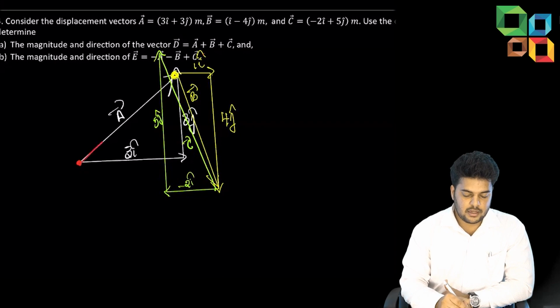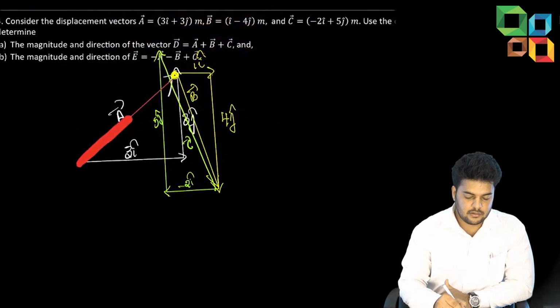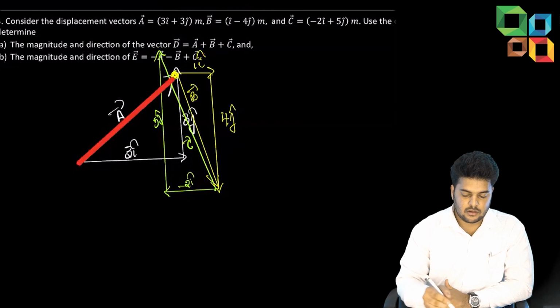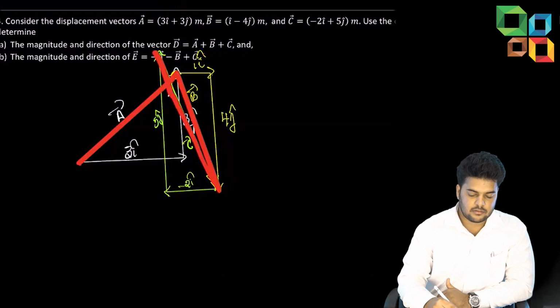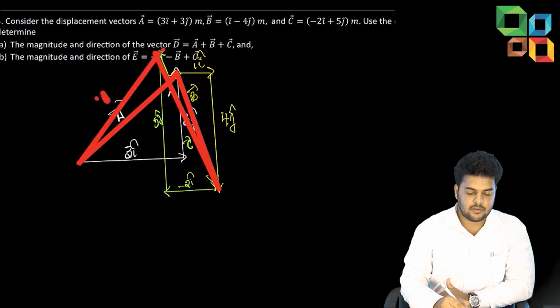So you add a vector. Look at this, let me do it in a thicker point. So this is the a vector. To that you add the b vector, see here's the b vector. And to the b vector, you add the c vector. So ultimately, where would you end up? You would end up here. So this is your d vector.